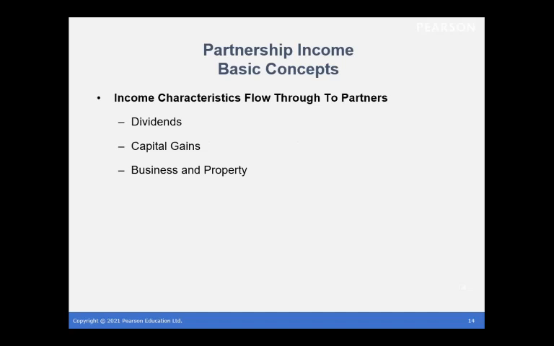So one of the big things with this is that you've got income that's going to flow to the partners. That income needs to maintain its characteristics as it flows to the partners. If you remember, we spent all of tax one learning about these different sources of income, right? We talked about dividends in chapter 7. We talked about capital gains in chapter 8, business and property in chapter 6. And they all had their own special rules, right?